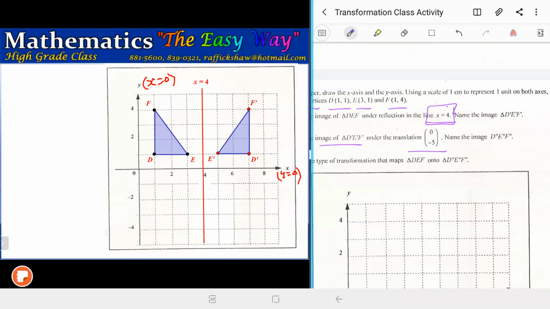What does 0, -5 mean? It means 0 units left or right. It means you don't go left or right. The -5 means that you're going 5 units down. So it means that we're moving each point 5 units down. And we're going to get another image now, which is a double prime. So the second transformation image we're going to get now is a double prime.